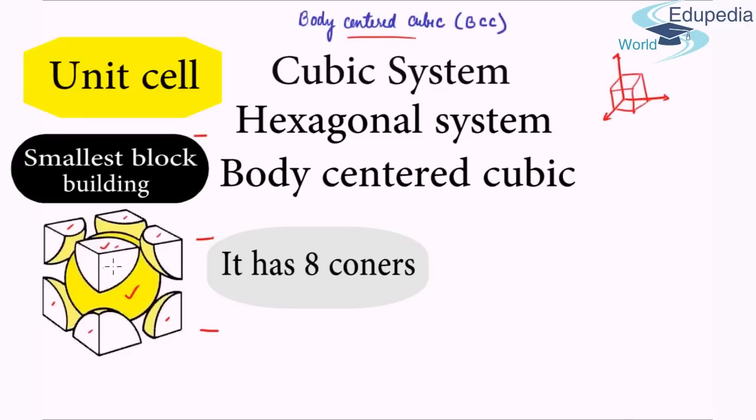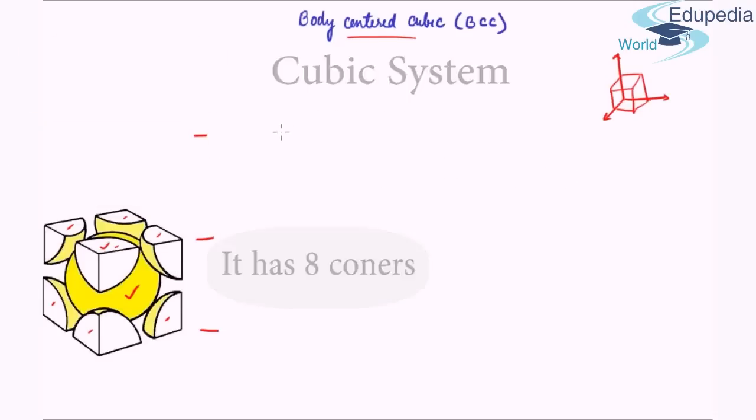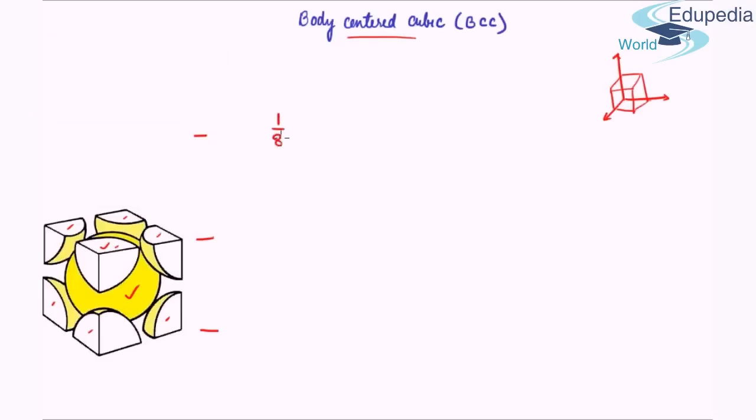Same logic can be applied to each of the corner atoms. Thereby each corner atom is shared by 8 unit cells. So the contribution of 1 corner atom to this particular unit cell is 1 upon 8. But there are 8 corner atoms. So the effective contribution of all the corner atoms is 1 upon 8 multiplied by 8. In addition to the corner atoms, there is 1 complete central atom which belongs completely to this unit cell. So 1. This gives me 2 atoms per unit cell of a BCC.